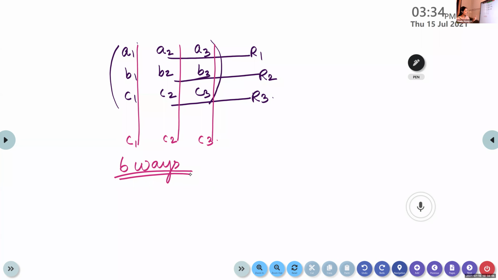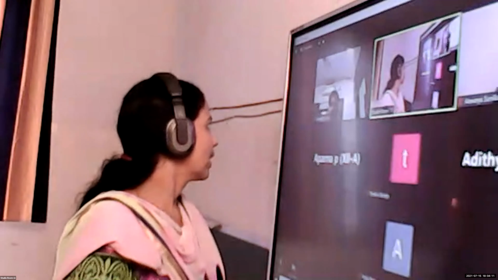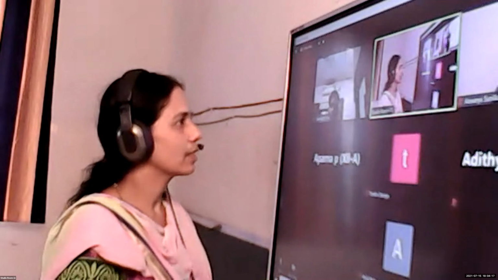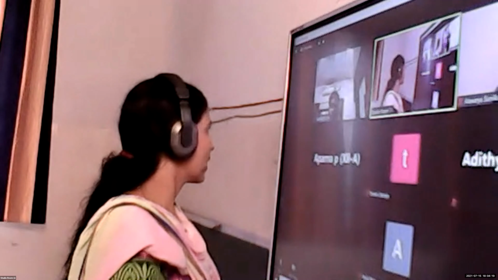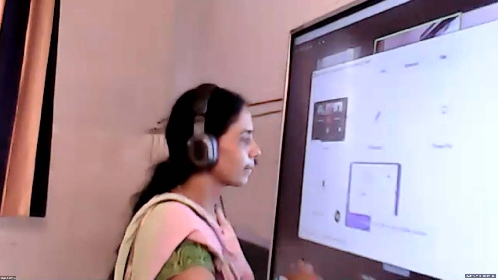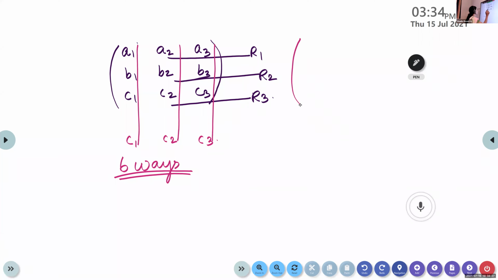Unless it is mentioned, we will expand it along the first row. Is it clear? There are 6 ways. So in order to expand it, we have to look at the sign also. Look at here. Here it is first row, first column, isn't it?